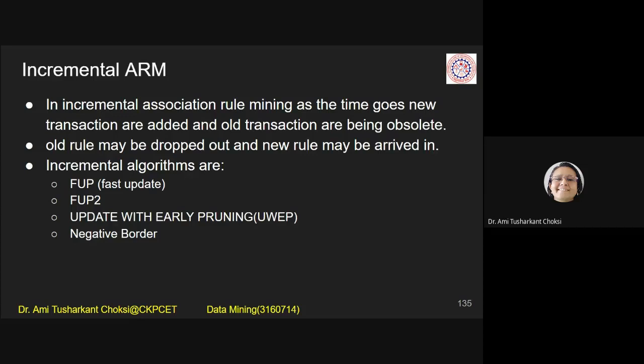Till now, what we used to say is data mining, typically we are applying to the history of the data, old data, say past 10 years of data. On that we are applying data mining algorithms. So typically it does not have anything like current transactions, like insert, delete, update, retrieve. Current transactions are typically not there. Still we are saying that as time goes, new transactions are added and old transactions are being obsolete. So are we considering the new transactions?